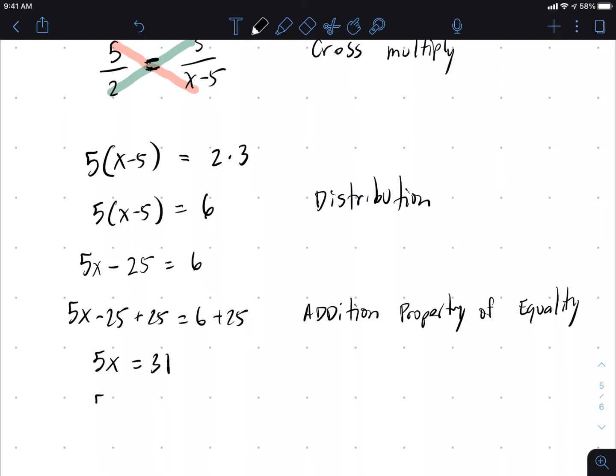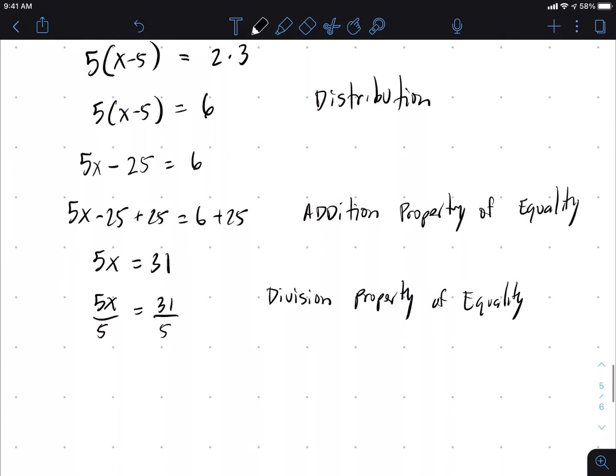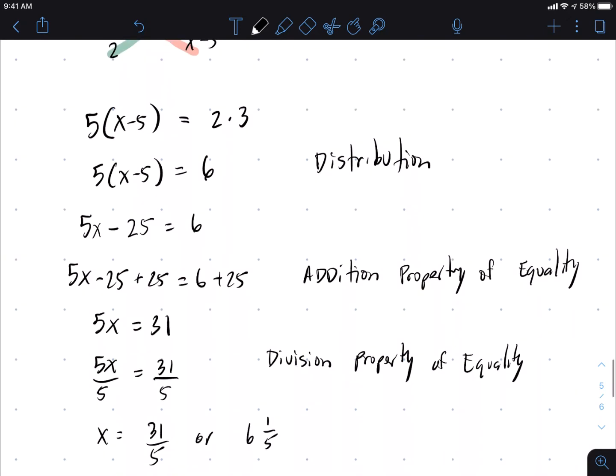And then I'm going to divide by 5. So that's going to be the division property, again, of equality. And so x is equal to, you can either say 31 over 5 or 6 1/5. Did I break that down enough for you all? Yeah.